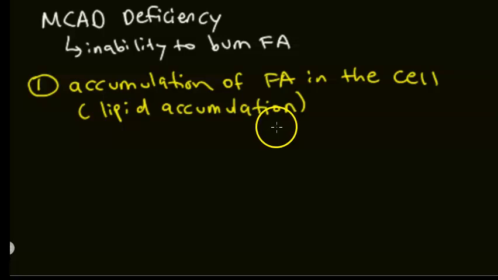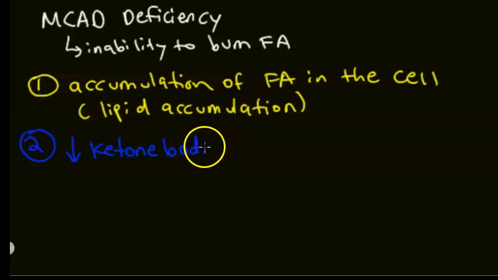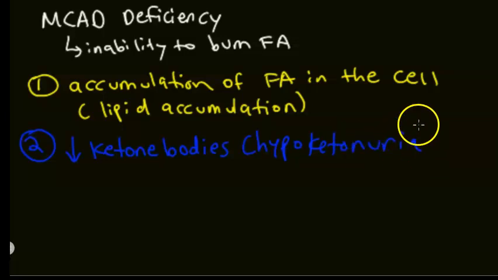Also, since less beta oxidation takes place, we're going to make less acetyl-CoA. And since acetyl-CoA can be used to make ketone bodies in the liver, but less acetyl-CoA is made, less ketone bodies will be made, right? Because acetyl-CoA is a substrate to make ketone bodies. So we get less ketone bodies, and therefore we get hypoketonuria. Okay?